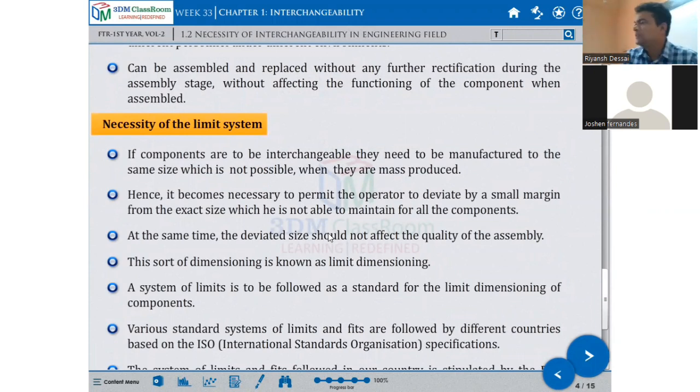Limit system. What do you mean by limits? Every day you are doing some job. In the drawing, there will be some dimensions, such as a radius, cutting, everything mentioned there. But every dimension is called a size. For that size, we are giving some limits.